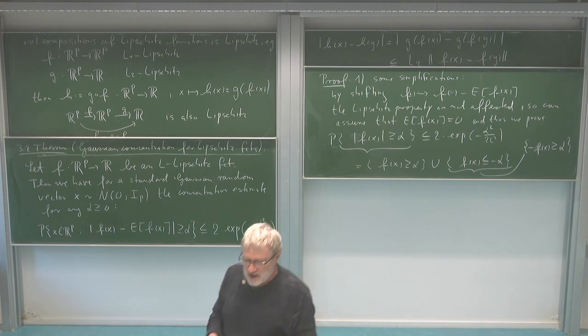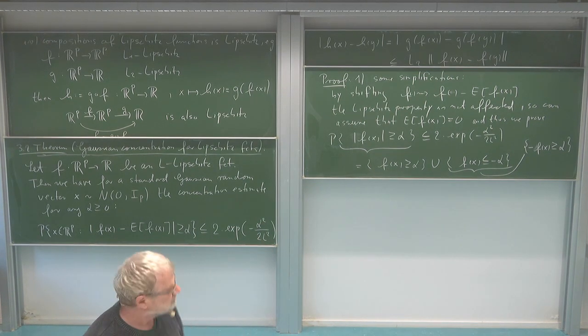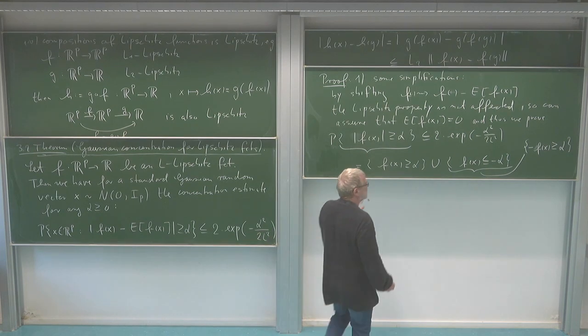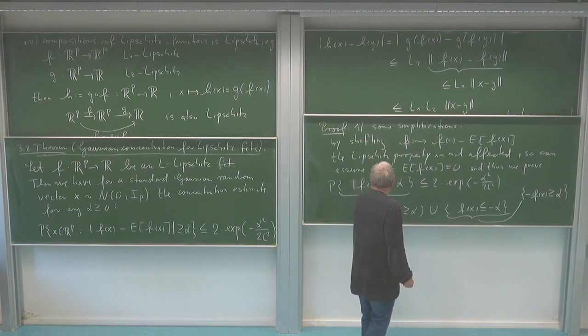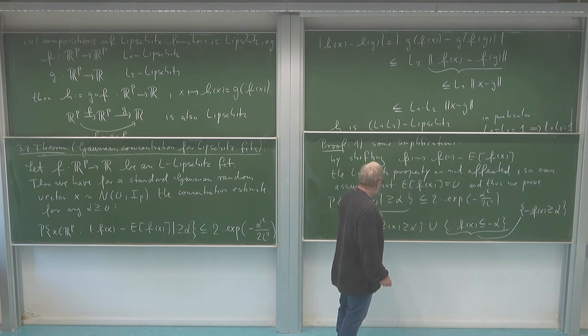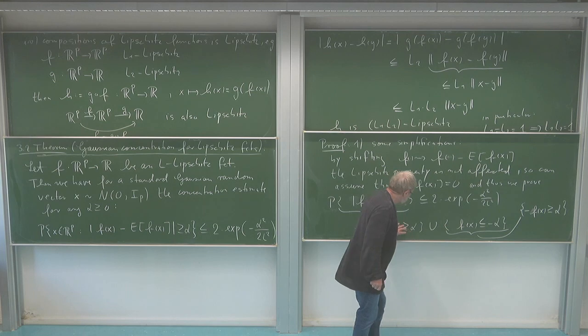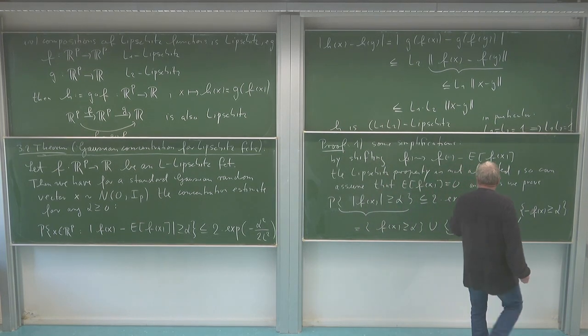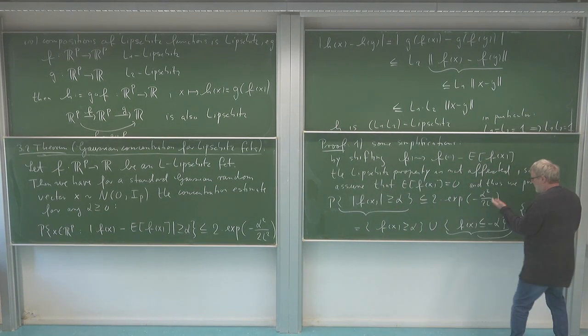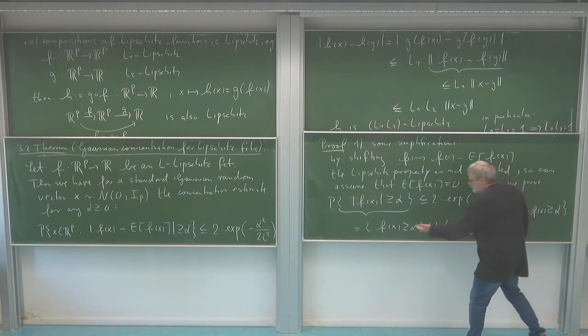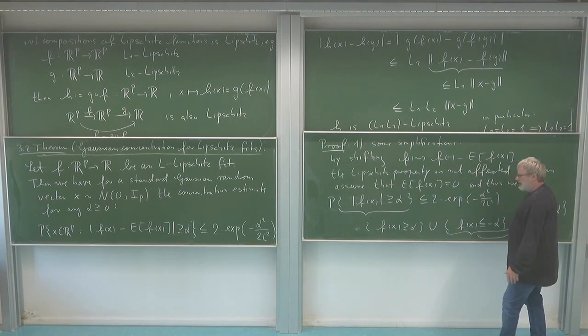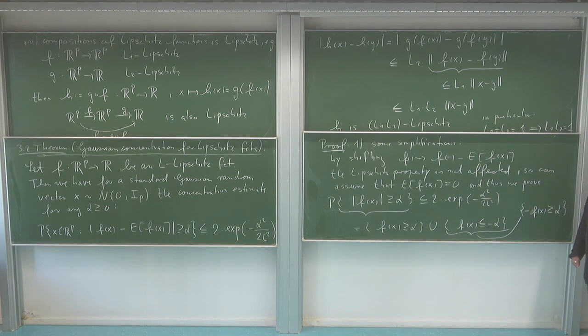That was as before in the case of the linear situation. So the probability of this event, which is the union of two events, is of course less than the sum of the probabilities of this plus this. And then if I can estimate each of them by this, then I have this factor 2. But of course I just have to do this estimate once, because if I have it for f, then I have the same estimate for minus f, because minus f satisfies the same Lipschitz assumptions that f does.